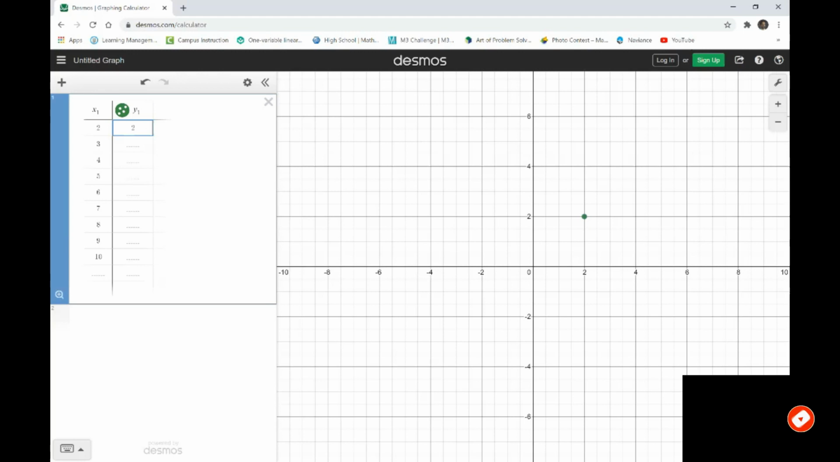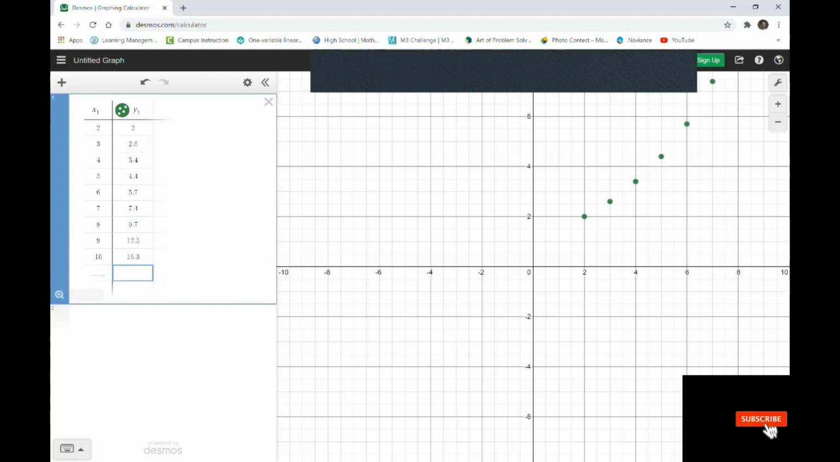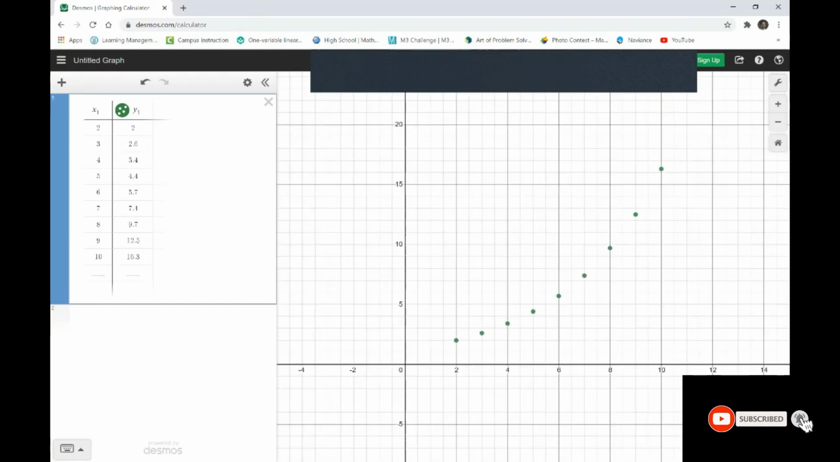And enter the time to assemble: 2.6 minutes, 3.4, 4.4, 5.7. We can see our scatter plot starting to come in. 7.4, 9.7, 12.5, and 16.3. And we can hit our magnifying glass and get a clearer view of our scatter plot.